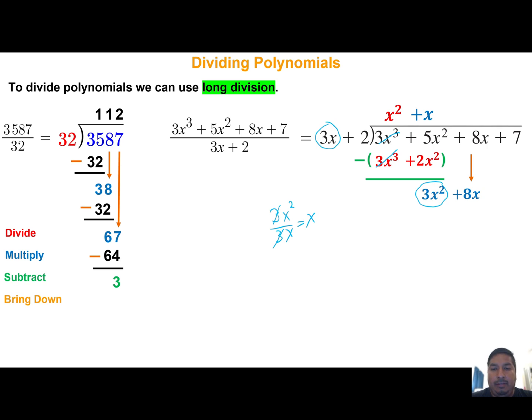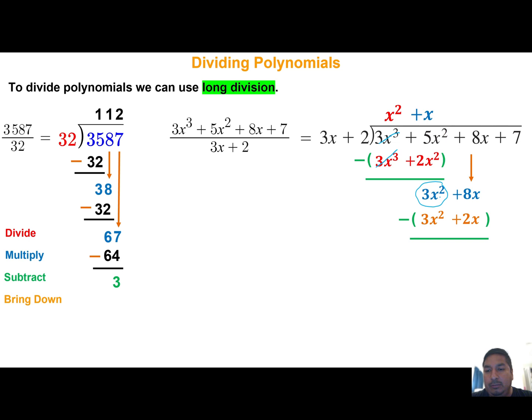Now that we have that, all we need to do is distribute. So we distribute the x to 3x, and then we distribute the x with the 2, and we get the following. So that's multiplication. Now we subtract, put the whole thing in parentheses and subtract. And once again, you want to read it off to help you out when you're first starting. Once you get the hang of it, you can just do it in your head, and that's fine.